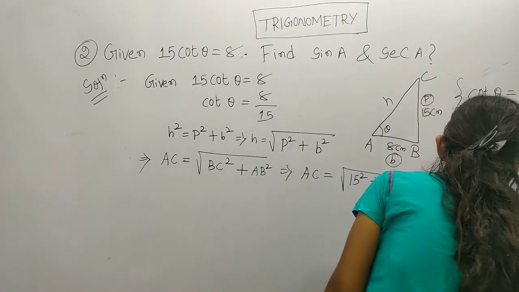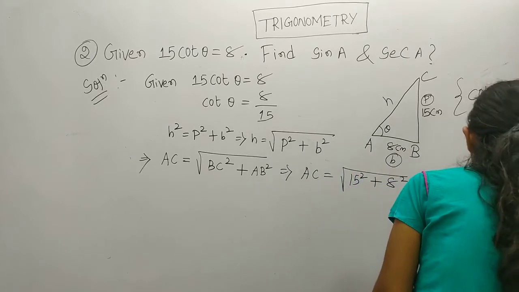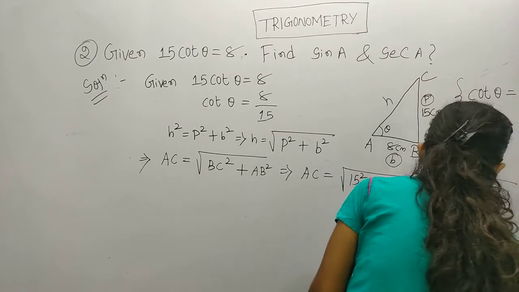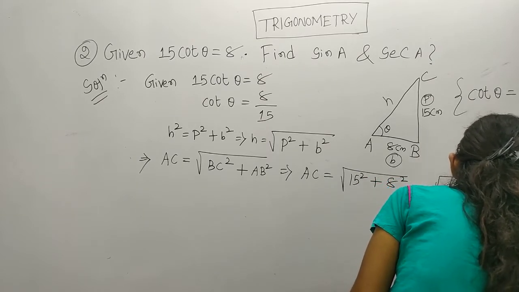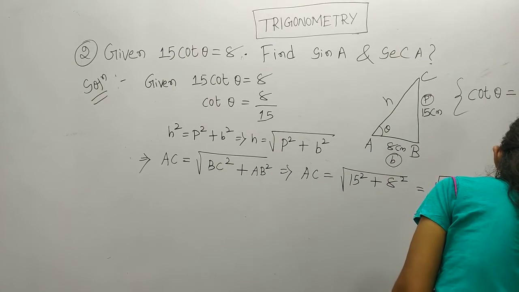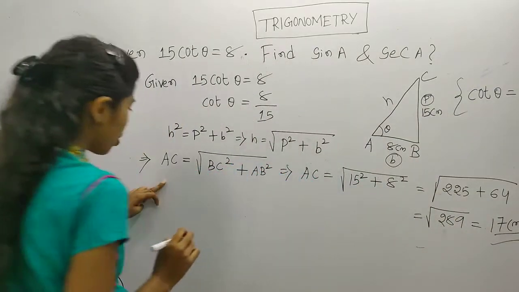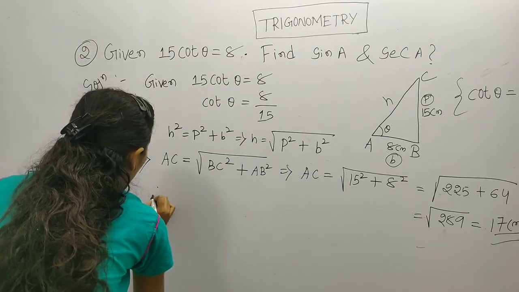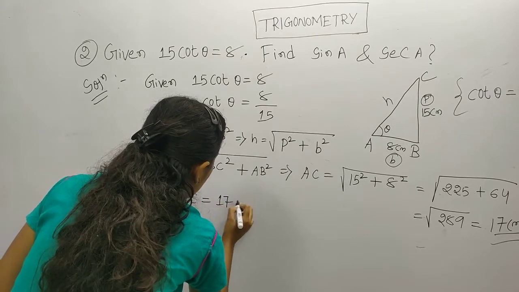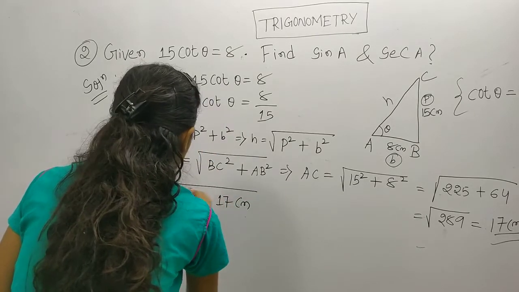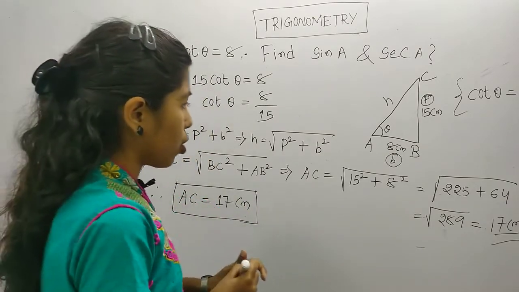Root of 15 square is 225, 225 plus 8 square is 64, so it will come to 289. Root of 289 is 17. So 17 cm. Which is our hypotenuse side? AC. So therefore AC equals 17 cm. We have found the hypotenuse side.